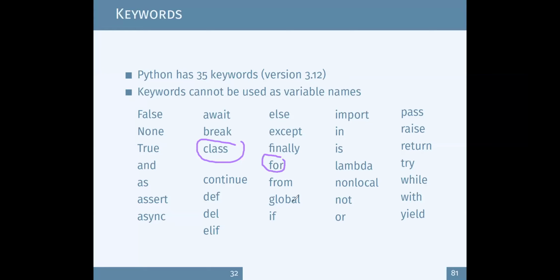For is another one. Likewise, all these 35 keywords you cannot use as variable names. But note that most of the keywords are lowercase, except the first three. Make a note that False has a capital F, True a capital T, None a capital N. So you cannot use capital True, but you might use simple true, right? So that's the idea. You have a case difference.